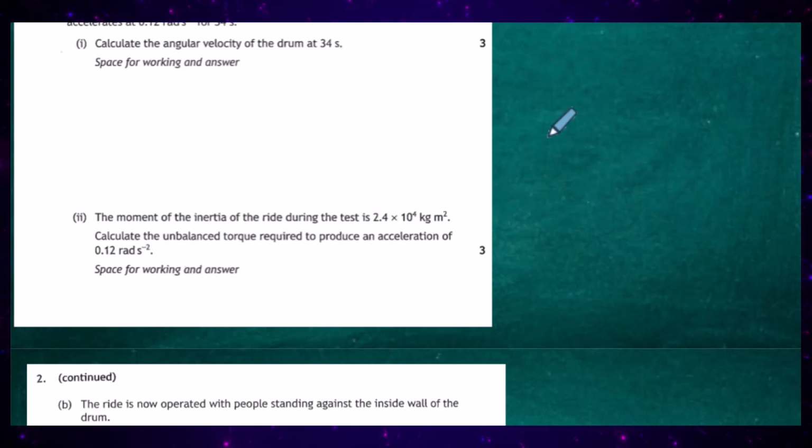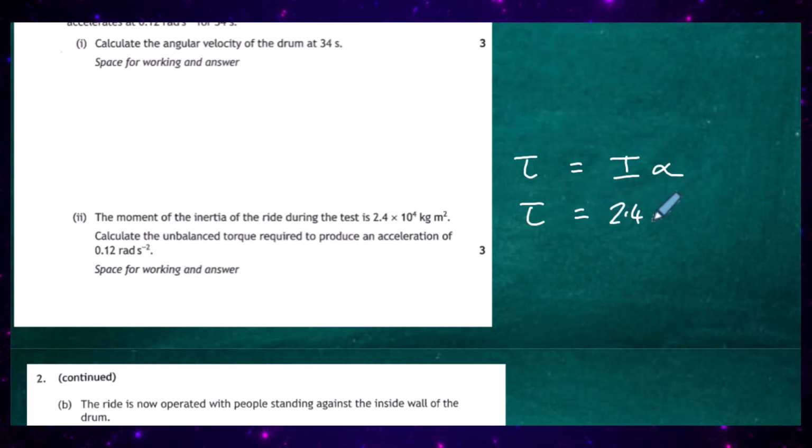Well, we know that the torque is equal to the moment of inertia times the angular acceleration. So all we have to do is put in the numbers and find out what the torque is. Torque equals the moment of inertia, which is 2.4 times 10 to the power 4 kilogram metre squared, times the angular acceleration, which is times 0.12. And therefore we get the torque, which is measured in Newton metres.